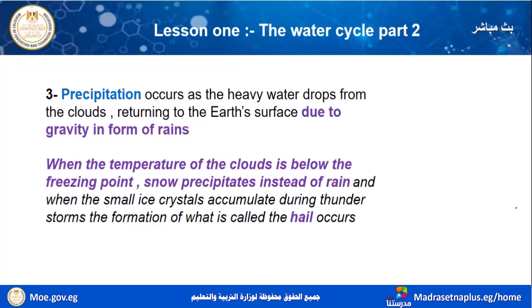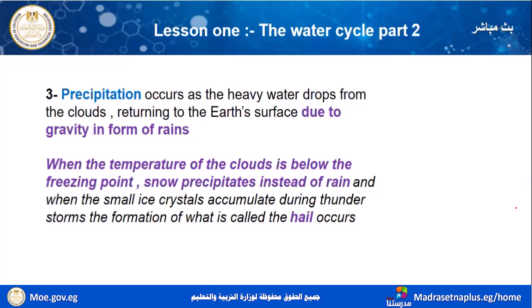Number three, precipitation. Precipitation occurs as the heavy water drops from the clouds return to the Earth's surface due to gravity in the form of rain. As we said, when water droplets which are formed in the clouds become very heavy, then the wind can't carry these water droplets. By the effect of gravity, the gravity will attract the water droplets towards the Earth. Then water droplets will return to the Earth's surface by the precipitation process.